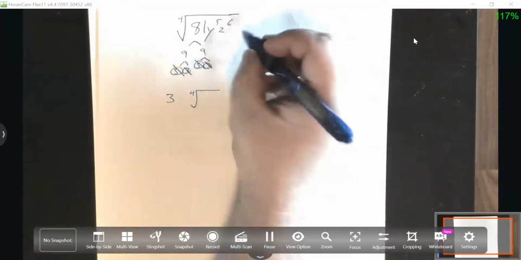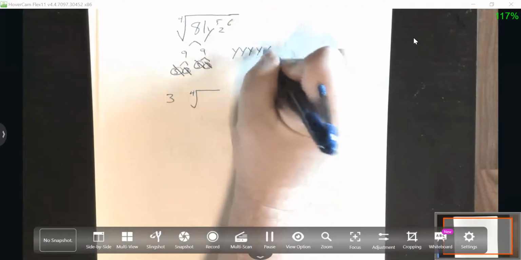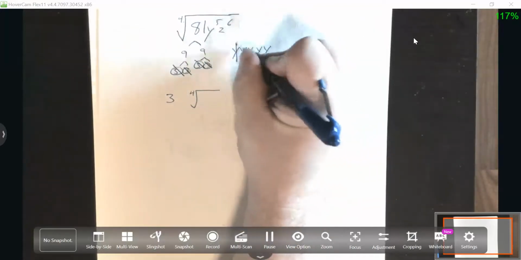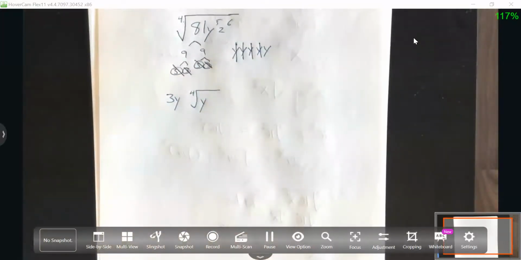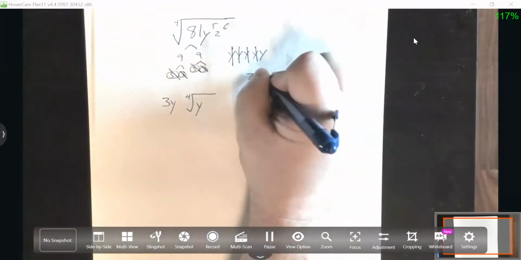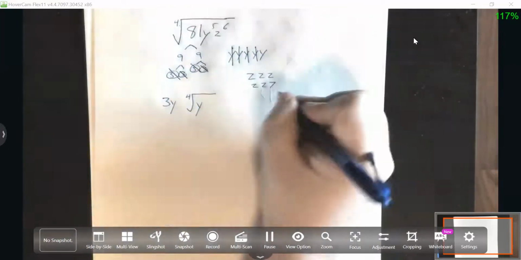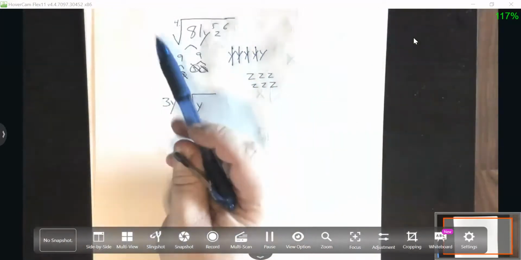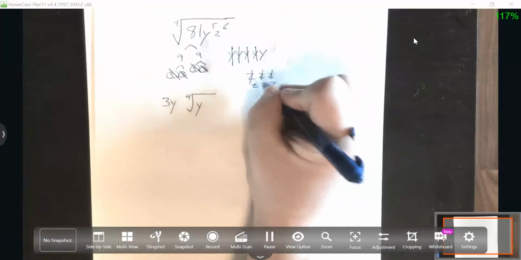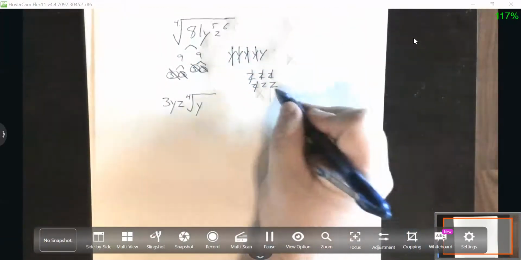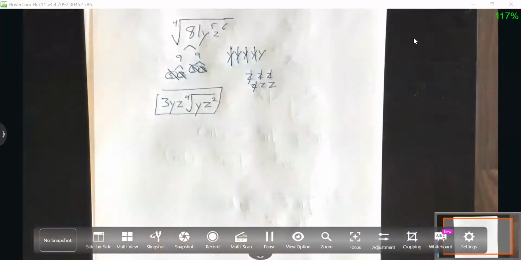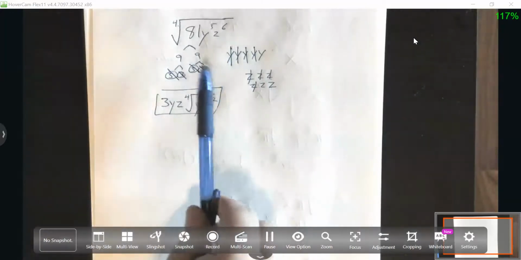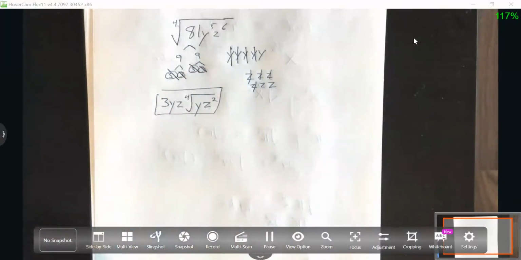Now I can look at the variables. Y to the 5th, that's the equivalent of having 5 y's in there. We need 4 of them before it can come out. 1, 2, 3, 4. We'd have a y outside and 1 y left behind inside. Finally, I could look at the z's. That's 6 z's. And again, we need 4 before it can come out. So 1, 2, 3, 4. So 1 z can come out, and we'd have 2 z's left behind. So this would be the reduced format: 3yz, the 4th root of yz squared. So each time that we do this, I'm simply counting how many of them there are, and then using that to pull it out.